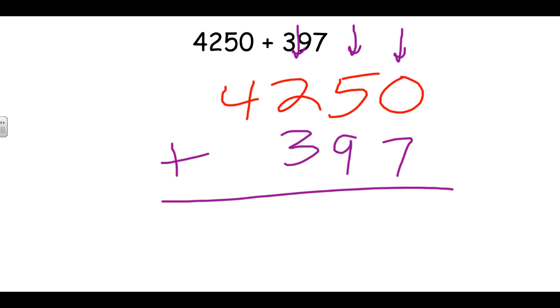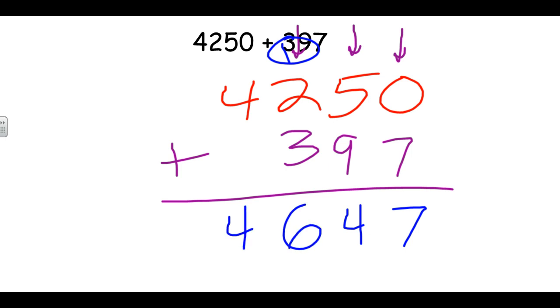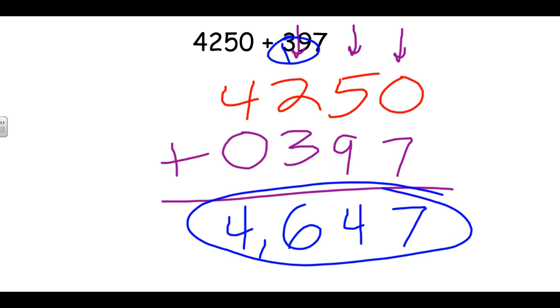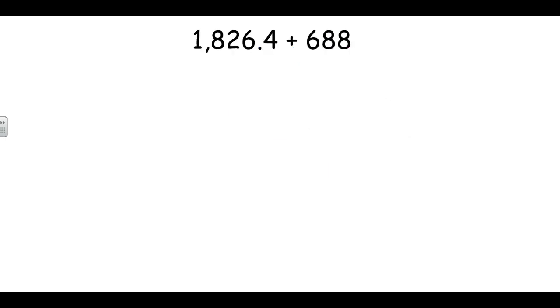Here we go with our standard addition. 0 plus 7 in the ones column is 7. 5 plus 9 is 14, but of course we can't write 14 in a single place value column. We write our 14 by having the 4, and then that 14 tens, 10 of those tens become 100, so we add it to the hundreds column. Now 2 plus 3 is 5, plus the one that's remaining is 6, and then 4 plus 0 is 4, because after all, there is a 0 in the thousands place in 397. So 4,250 plus 397 is 4,647.